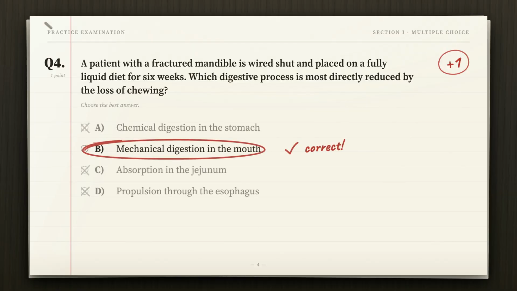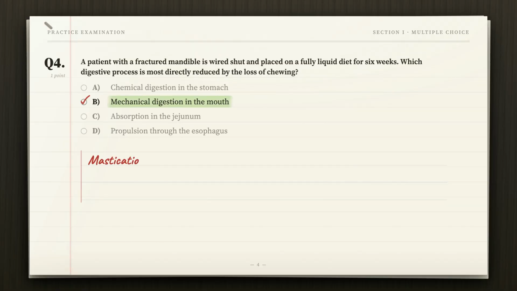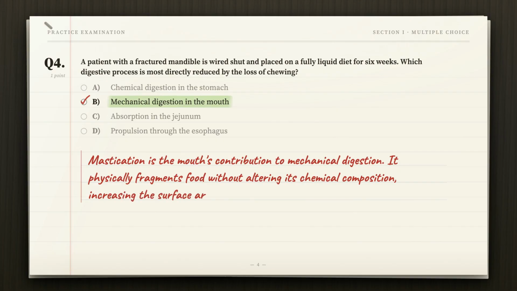The correct answer is B. Mechanical digestion in the mouth. B is correct because mastication is the mouth's contribution to mechanical digestion. It physically fragments food without altering its chemical composition, increasing the surface area available to enzymes. Wiring the jaw eliminates this step directly.